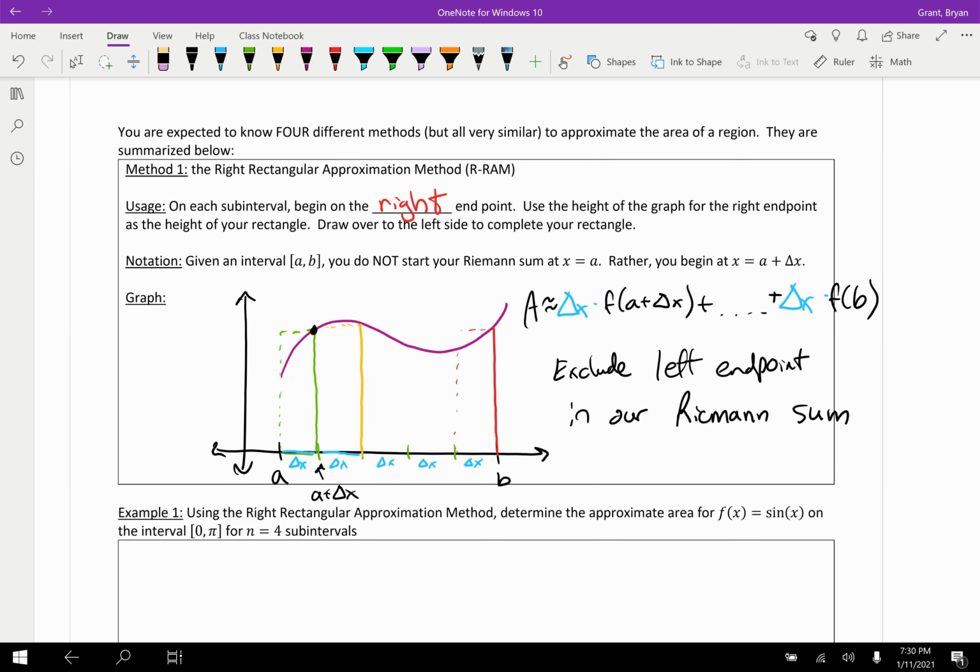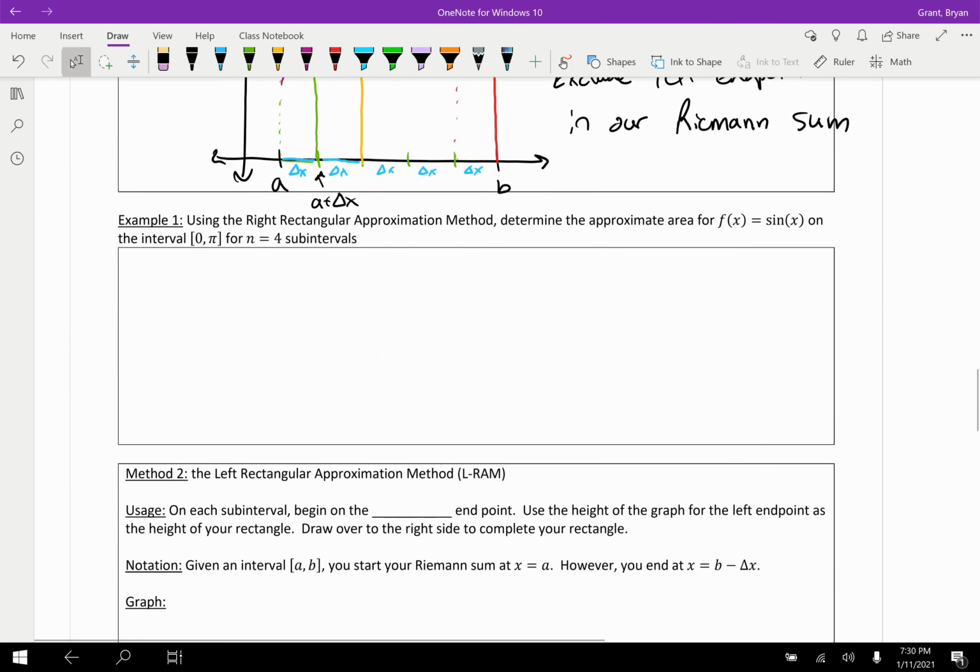All right, let's actually do an example here. Example 1. Using the right rectangular approximation method, determine the approximate area for f of x equals sine of x on the given interval for n equals 4 subintervals.